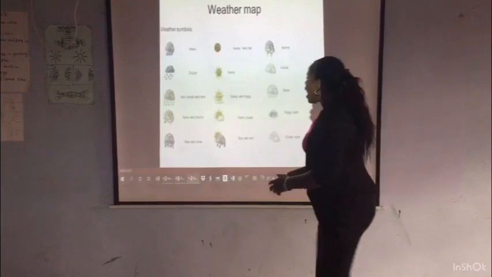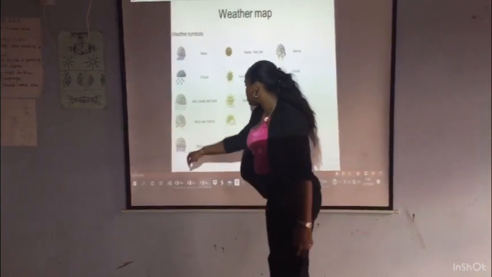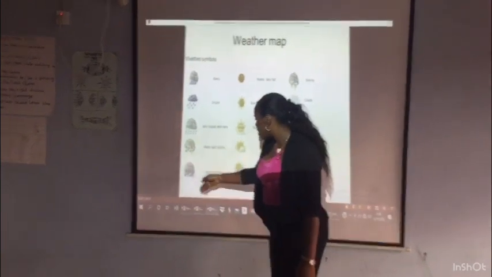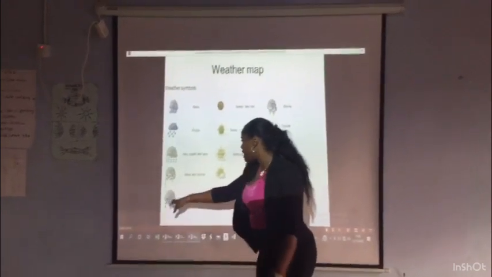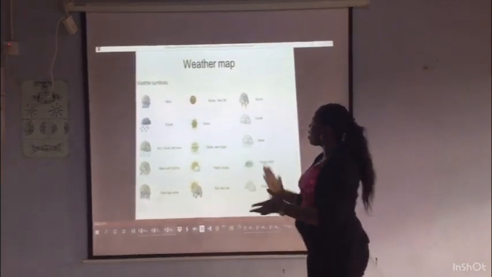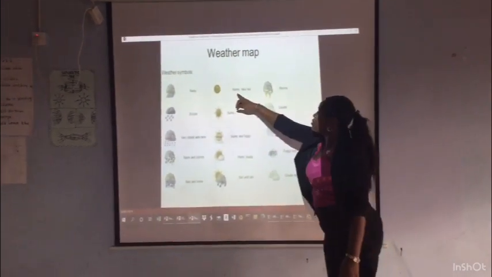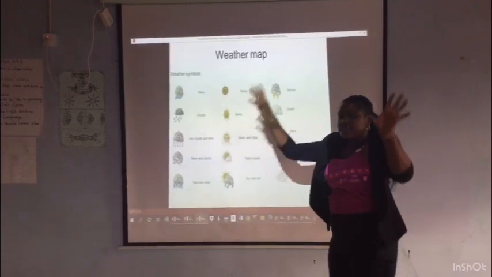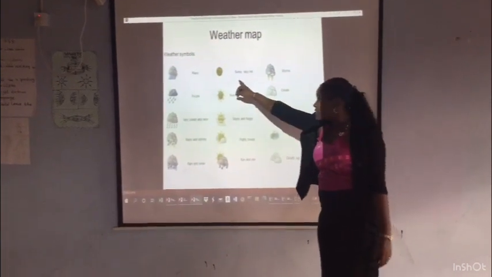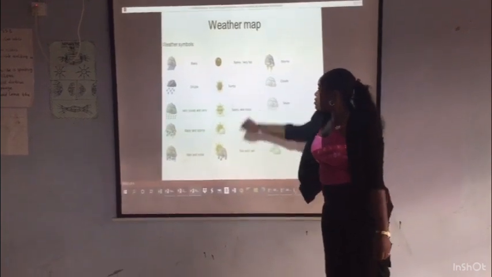Now we have this, which symbolizes rain and snow. When you see a cloud with bubbles on it, it symbolizes rain and snow. Whenever you see this, it symbolizes that the day is going to be sunny. There will be sun throughout that day. So this is a symbol of a sunny day. This is also the symbol of a sunny day.